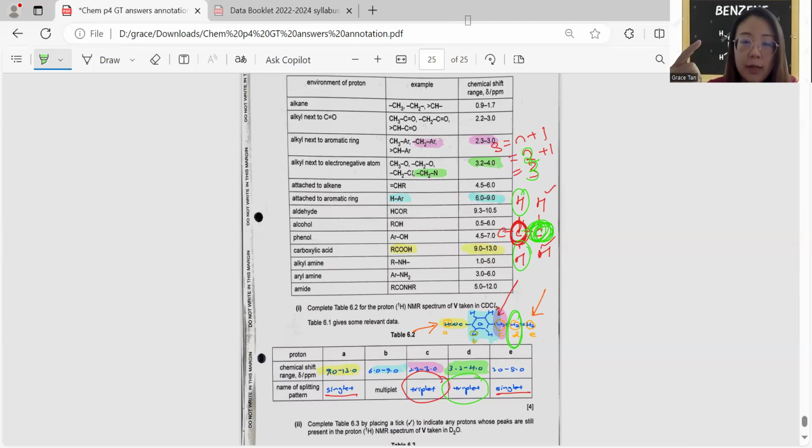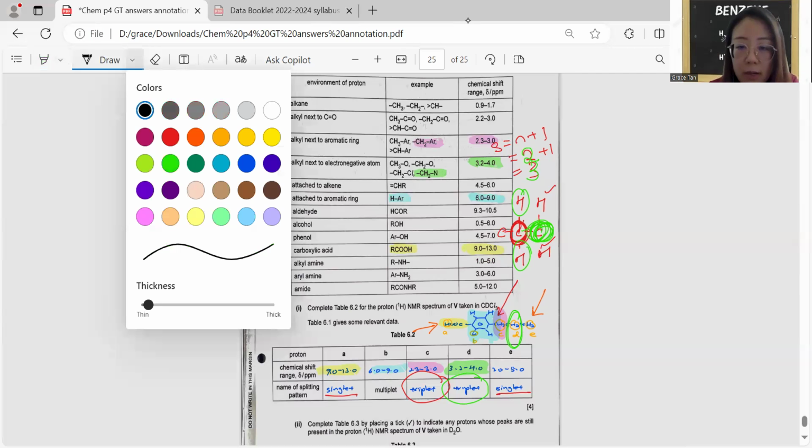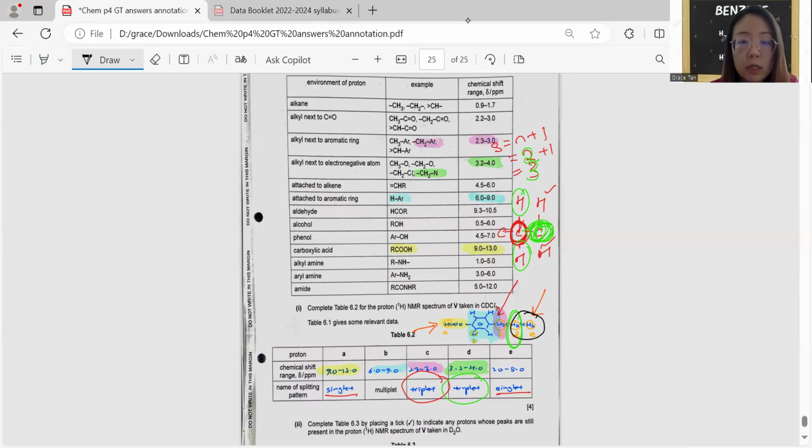Lastly, the alkyl amine, the last case. You are the NH type of proton, the alkyl version, 1 to 5. Okay, so that is the answer.